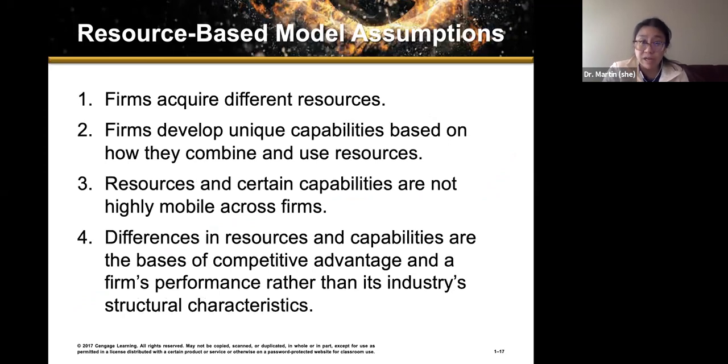So firms have different resources and they develop unique capabilities based on how they combine and use the resources. There are many resources that a firm could make use of, but it's going to be part of your strategy to decide where your strengths are and which resources you're going to exploit. Now, resources and certain capabilities are not highly mobile across firms, and there are differences in resources and capabilities that are the basis of competitive advantage and a firm's performance rather than its industry's structural characteristics. So your organization is going to be unique.